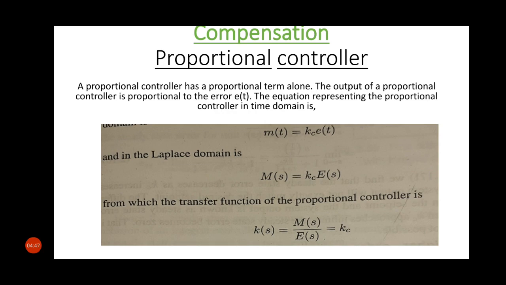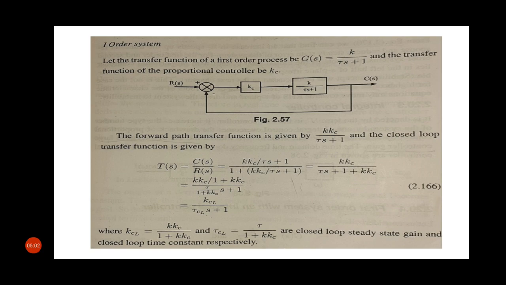From this, the transfer function of the proportional controller is K(s) = M(s)/E(s), which is equal to Kc. Now we take a first order system. Let the transfer function of a first order process be G(s) = K/(tau s + 1), and the transfer function of the proportional controller be Kc.